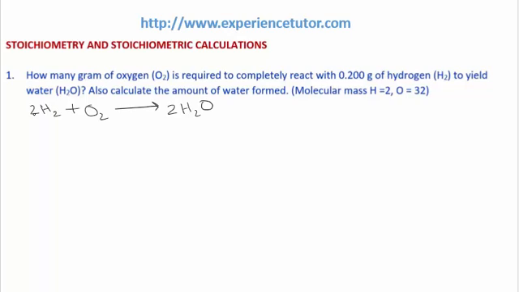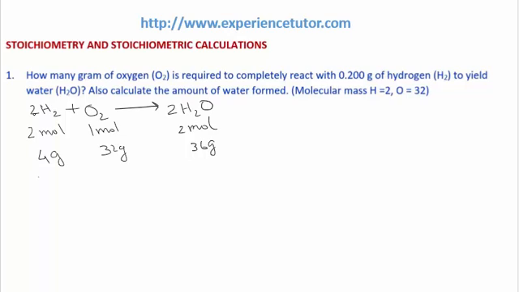So 2H2 we can write as 2 mole, O2 we can write as 1 mole, water we can write as 2 mole. So 4 gram of hydrogen, oxygen will be 32 gram and water will be 36 gram. Now 4 gram of hydrogen requires oxygen equal to 32 grams.